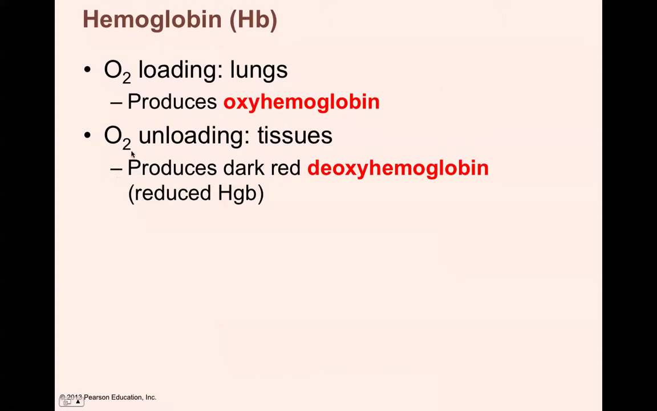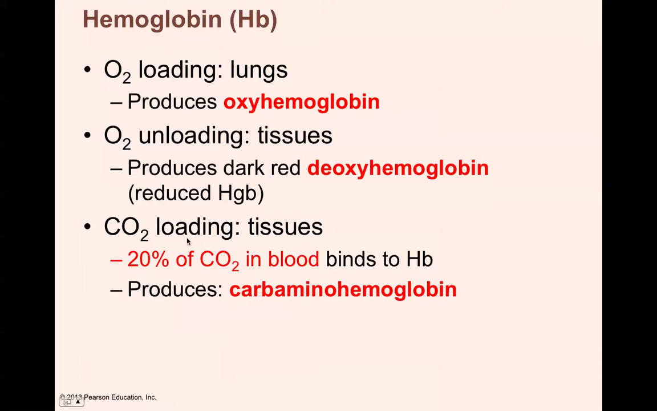Then you get oxygen unloading at the tissue level or the cellular level. And this is when the oxygen comes off of the hemoglobin molecules to get into the metabolizing cells that are taking in glucose and oxygen in order to get energy. This is going to produce a darker red color, deoxyhemoglobin. And that we also say that that's reduced hemoglobin.